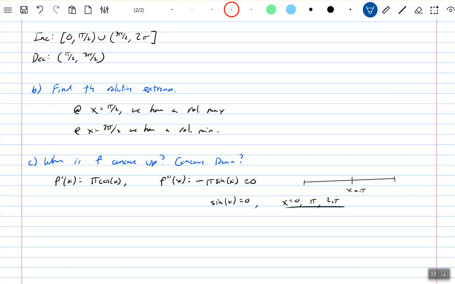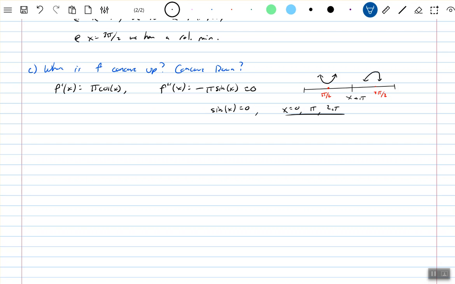So now we need to pull out test intervals. Here, let's pull out pi over 2, and then let's pull out 3 pi over 2, and then test those values inside our second derivative. Well, sine of pi over 2 is 1, so that's positive, so that tells us we're concave up on this interval. And at 3 pi over 2, sine is negative 1, which tells us we are concave down on this interval. And now we just need to write this up in interval notation.